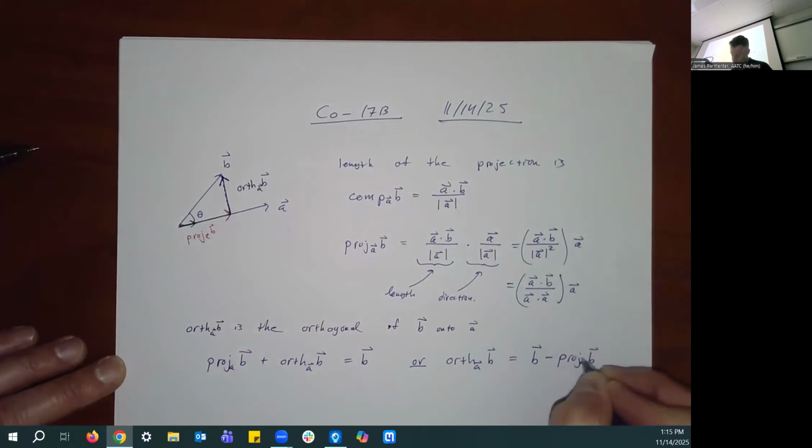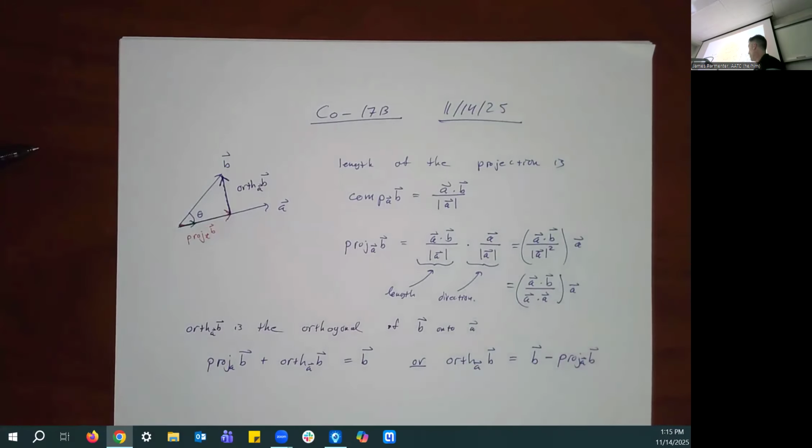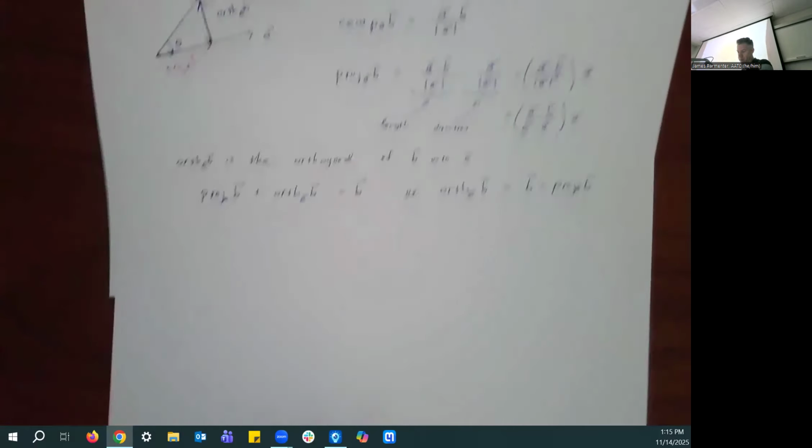Okay, that's enough of writing just letters and things. Let's actually do an example with numbers. It's just a little bit tedious to see all these things. So let's look at an example.